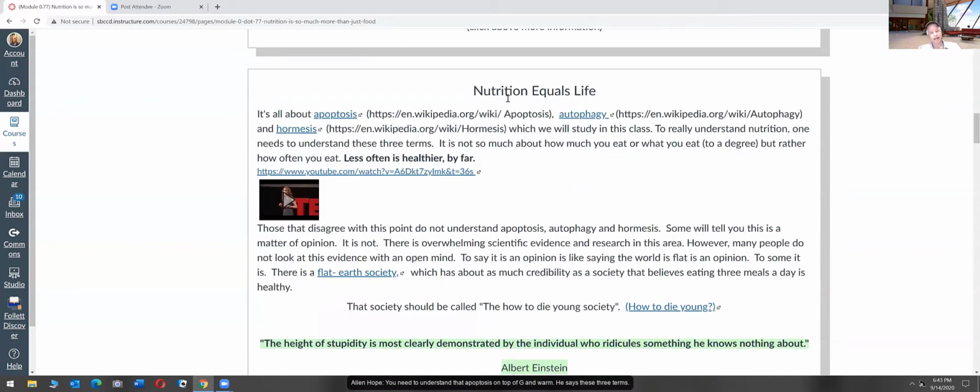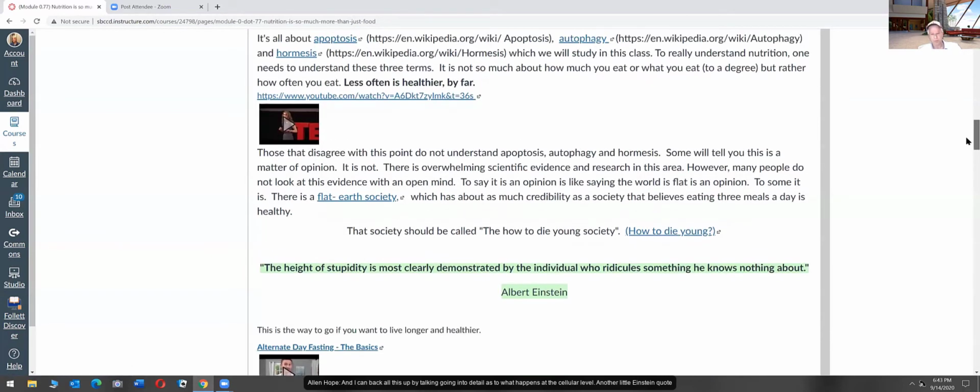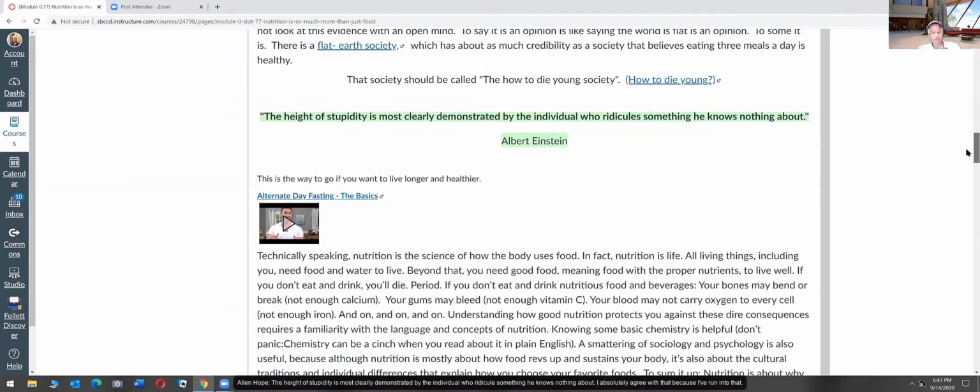But you need to understand that apoptosis, autophagy, and hormesis. These three terms, to understand nutrition, you have to understand what these mean and how they affect what's going on in your body. Without understanding that, people will believe anything, they'll fall for anything. And I can back all this up by going into detail as to what happens at the cellular level.